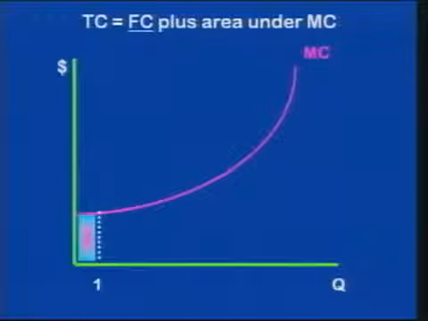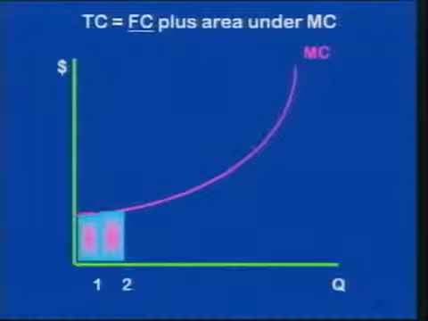So basically, the area here tells you the variable cost. And then the total cost equals fixed cost plus variable cost. So if we change to quantity 2, then the marginal cost of the first unit is here, the marginal cost of the second unit here, so you have to add them together.